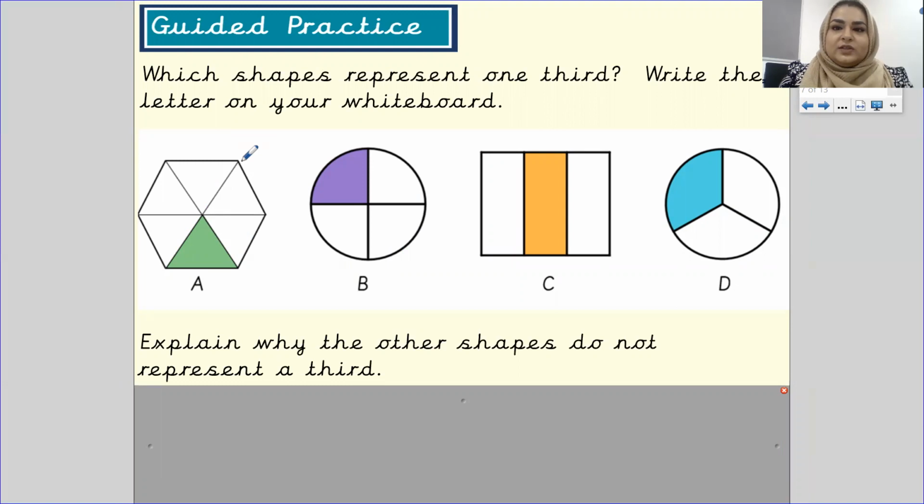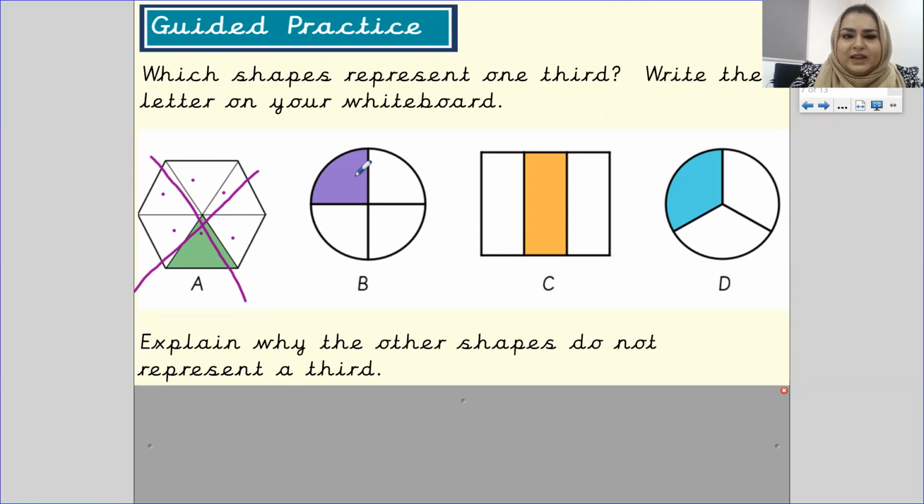Now guided practice number 3. Which shapes represent 1/3? Write the letter on your mini whiteboard. So you have 4 shapes here, and I want you to write down which shape represents a third. Okay, and then come back to my video when you're ready. Okay, fantastic. So A has 1, 2, 3, 4, 5, 6. Because it has 6, that is not representing a third because it has 6 parts. A third has 3 parts.